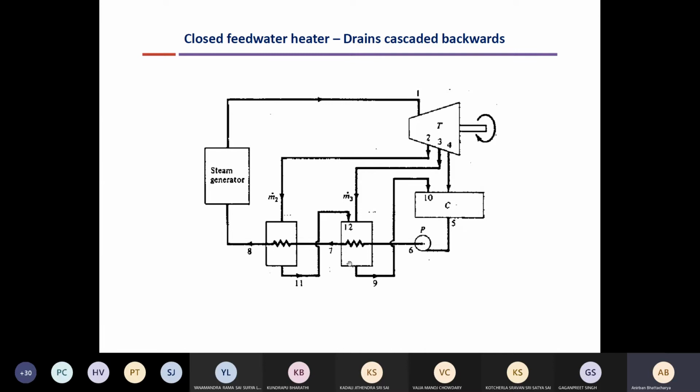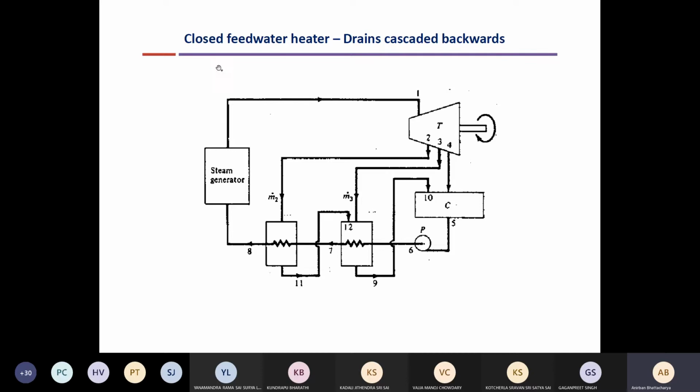Okay, and again this gets expanded. This entire mixture, this water plus this steam, gets expanded and goes to the previous case. So because it is passed to the previous stages, from here to here and from here to here, this is known as drains cascaded backwards. Okay, so the drain from the feed water heater is taken backwards to the backward stage. We'll see that there is another version where it is taken forward, but in this case it is taken backward. So that's why it is known as drains cascaded backward.